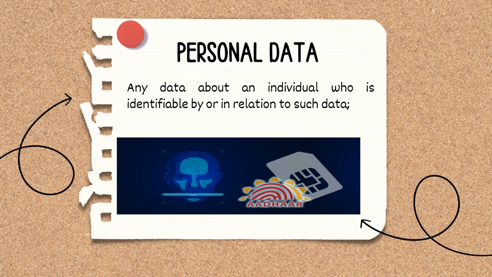Now we will learn what is personal data. So the Act defines personal data as any data about an individual who is identifiable by or in relation to such data. So example is name, address, phone number, Aadhaar, PAN number, passport, etc. All this gives me information where I can easily identify the person.